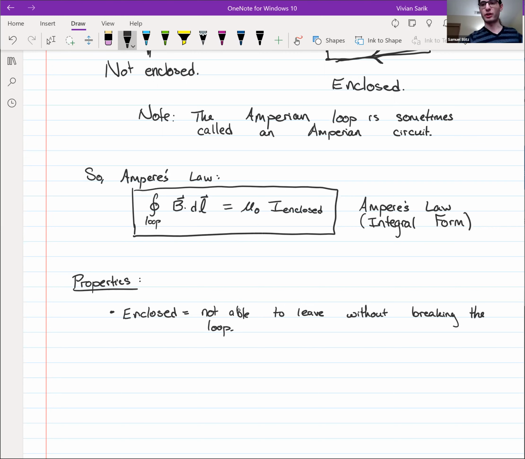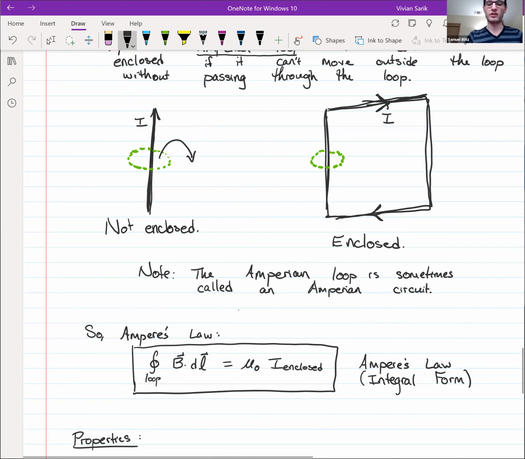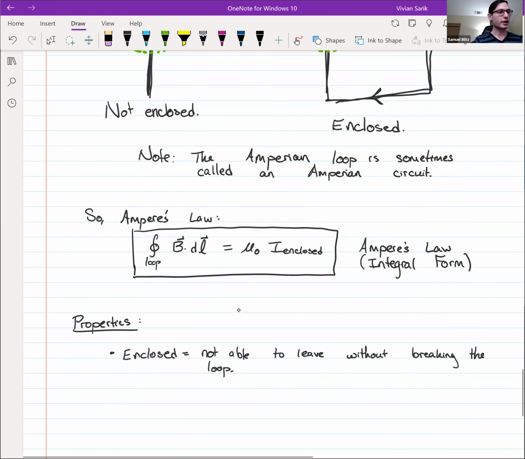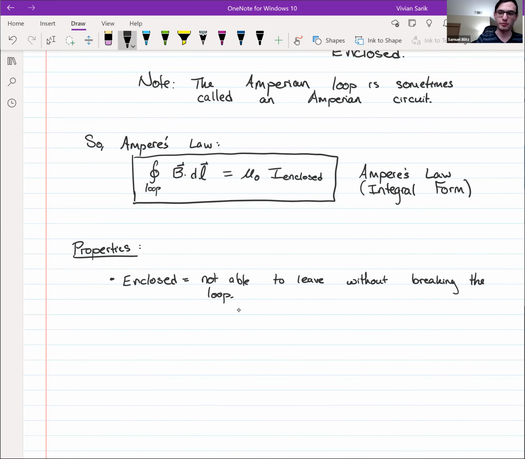Does any closed loop have 0? No, that's the point. Not every closed loop has 0 current enclosed. Some closed loops have non-zero current enclosed, like the one on the right. See, like this green one here, that has non-zero current enclosed because it's enclosing current, right? And you can't yoink that out.